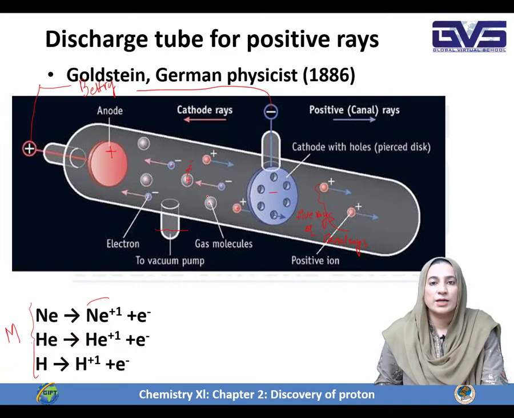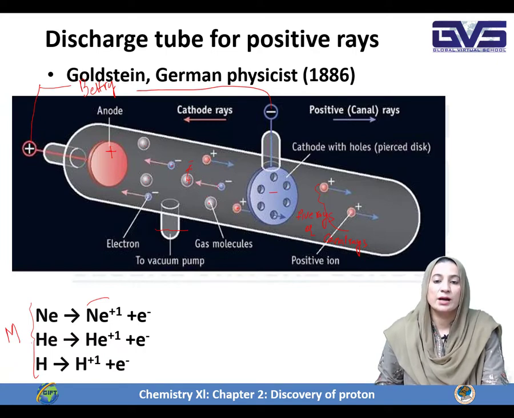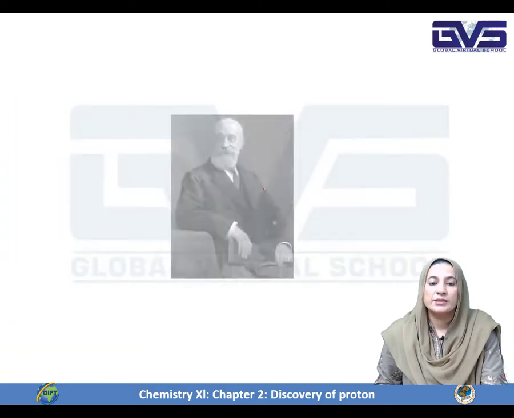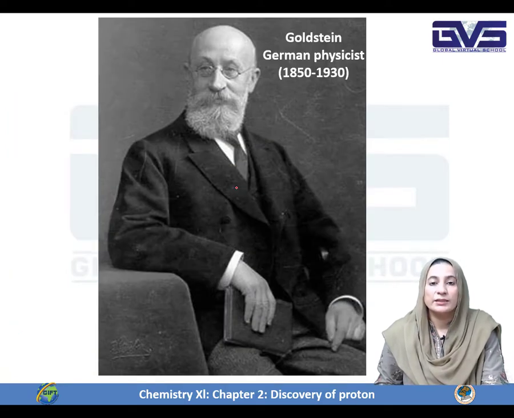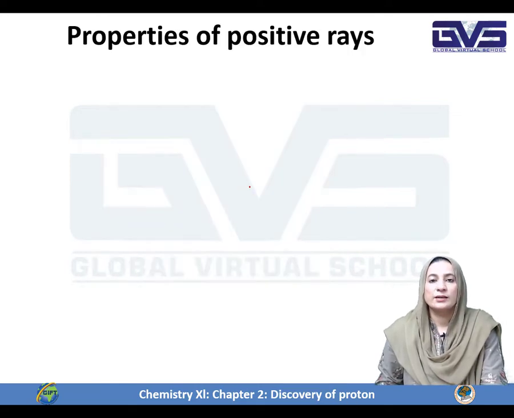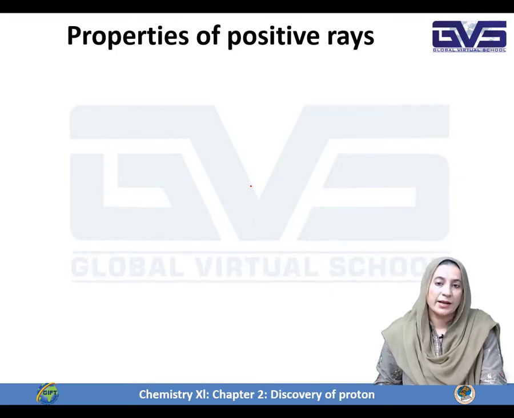So in the same discharge tube where cathode rays were produced, positive rays were also produced, and they were named canal rays because they pass through the canal. These were discovered by Goldstein, a German physicist. Students, that was the discovery and production of positive rays, their properties, and how, with the help of the positive rays experiment, the proton was discovered.